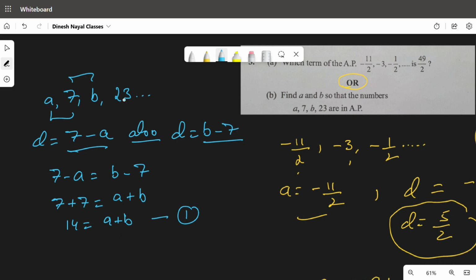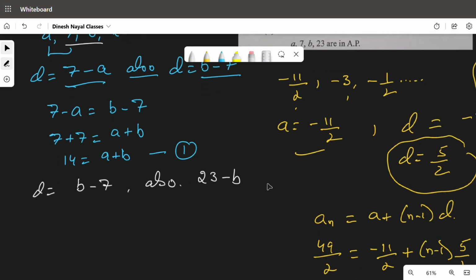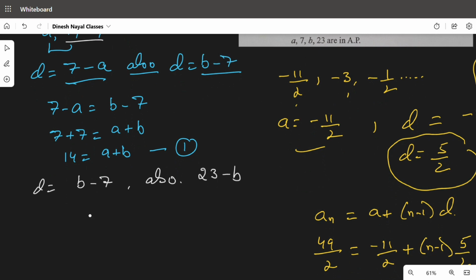Now again, if we take these two terms, 7 and B, we can write the common difference as B minus 7. Also, we can write the common difference from these two terms. This will be 23 minus B, and both are the same. So what we are going to do is equate them. So B minus 7 equals 23 minus B.